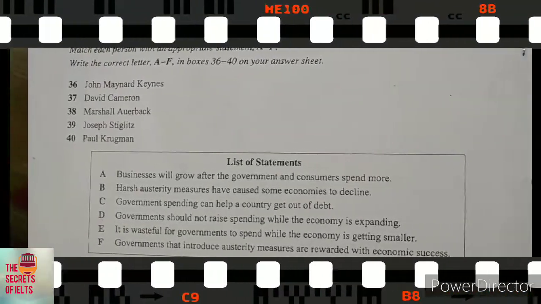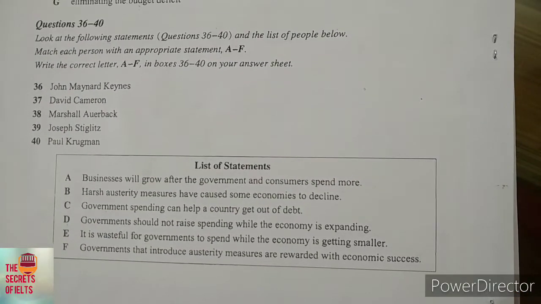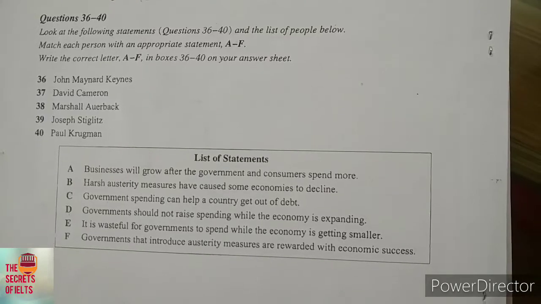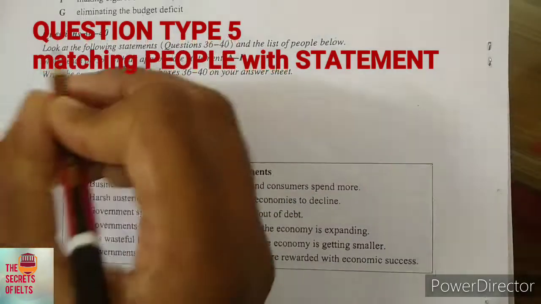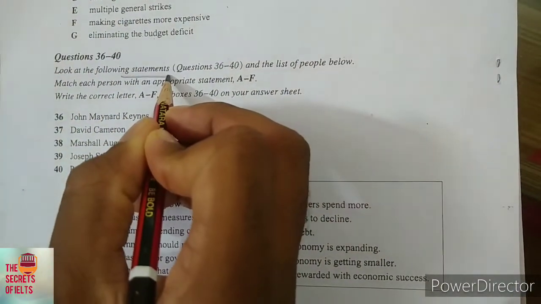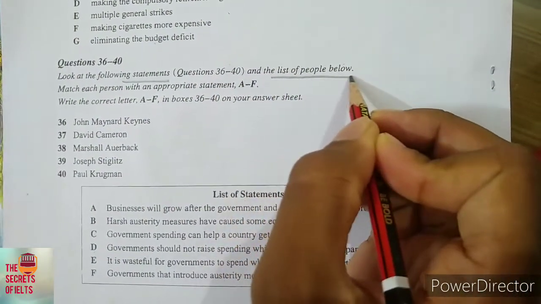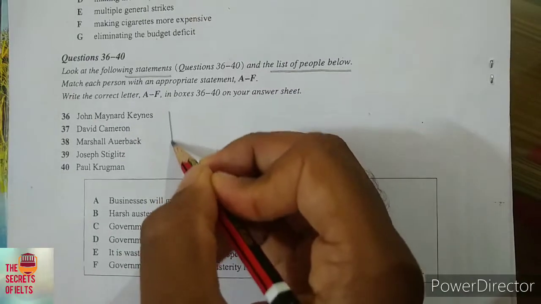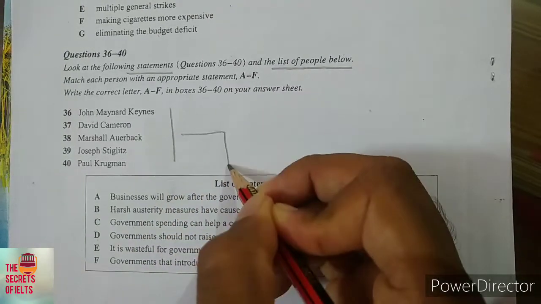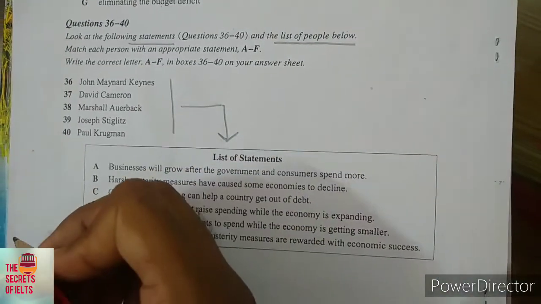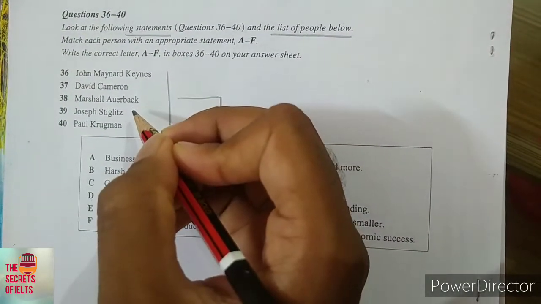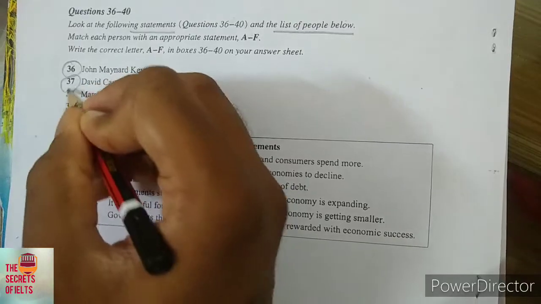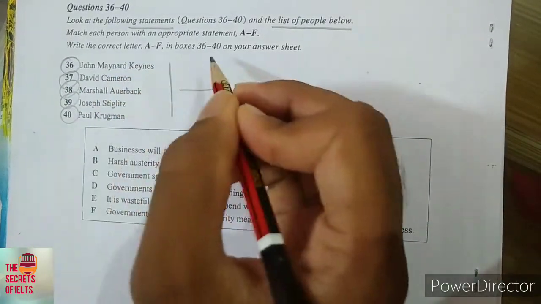So the next type of questions are a bit tough and tricky. They are called matching the statements with the list of people. Look at the following statements and the list of people below. So you have to match the list of people that are given to the statements that are given below. These people can be scientists, authors, writers. So there are 5 questions and 5 writers are given below.